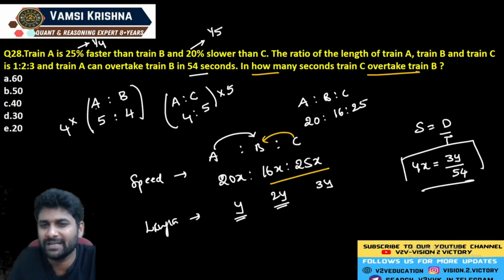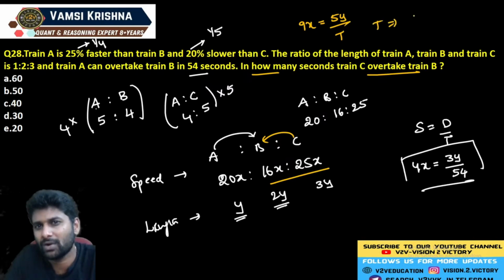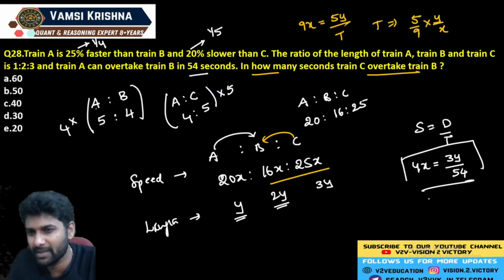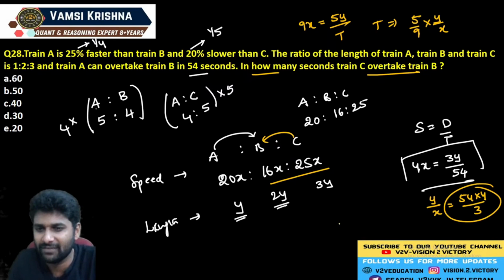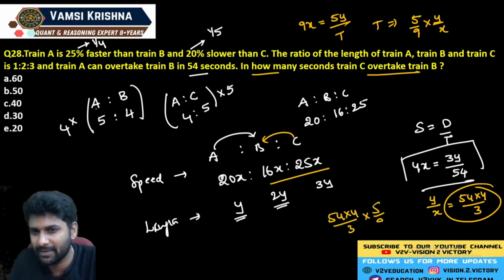What is the respect to speed here? It's 9x is exactly equal to the length of the train, which is 5 by, you should identify the time. So time is equal to 5 by 9th of y by x. Now what about the y by x here? Y by x is exactly equal to 54 multiplied by 4 divided by 3. Now we should multiply these values. So substituted here, final value 54 into 4 divided by 3, again multiplied by 5 by 9.